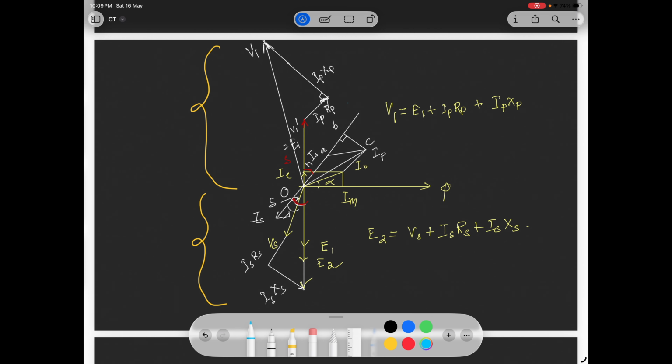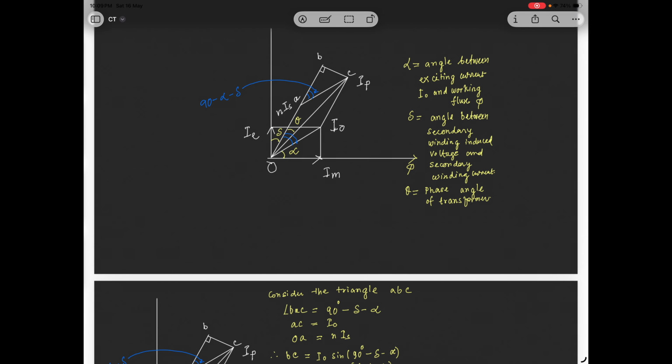For the derivation of transformation ratio error, we have to redraw this section, that is OBC triangle. We have drawn this section again.